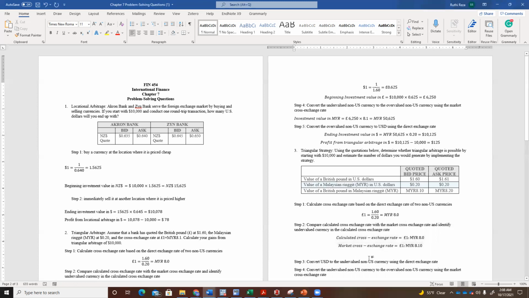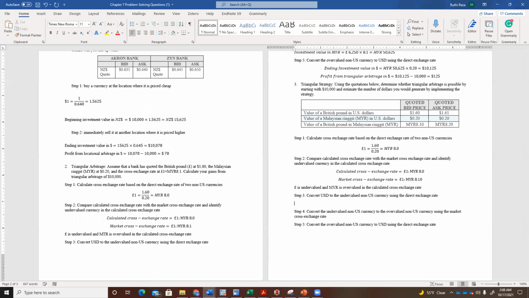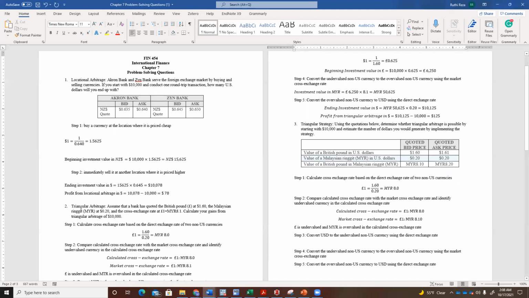In step number 2, now we are going to compare our calculated cross exchange rate with market cross exchange rate. So again, the conclusion here is pound is undervalued, whereas Malaysian ringgit is overvalued in the calculated cross exchange rate. Okay, so now we know from our experience in question number 2, we are going to convert our US dollar into pound because pound is undervalued in our calculated cross exchange rate.